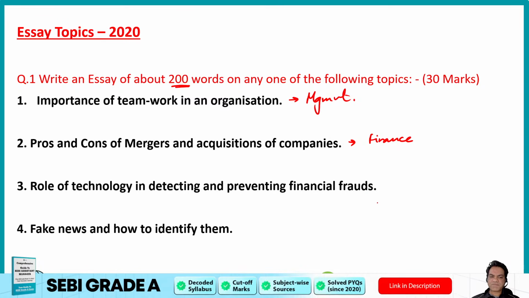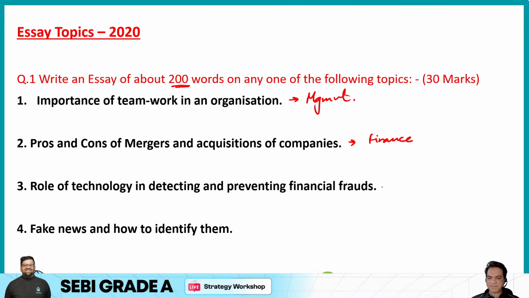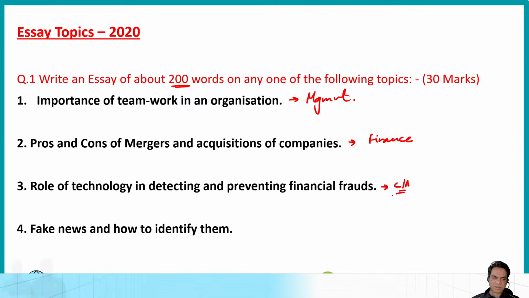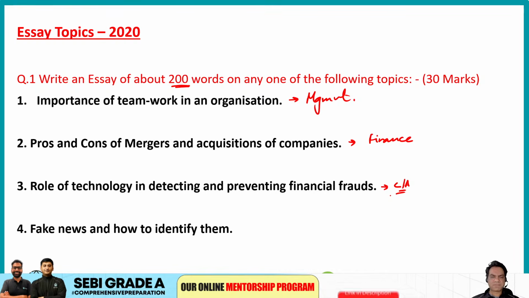The third topic was the role of technology in detecting and preventing financial frauds. This was basically based on current affairs, cyber warfare and all the phishing and spamming and all that.